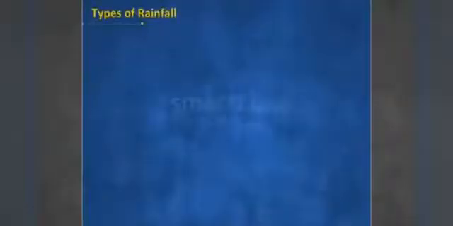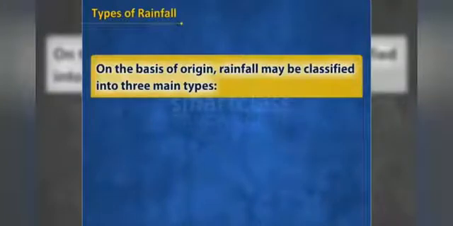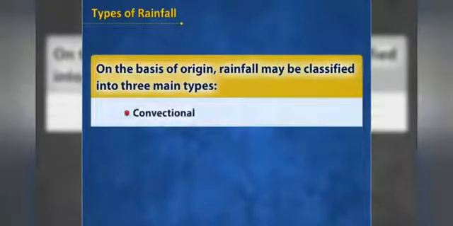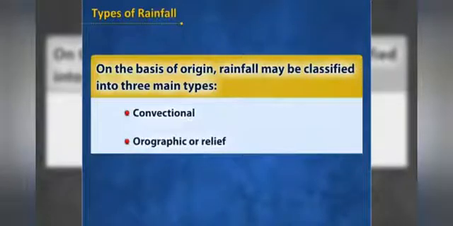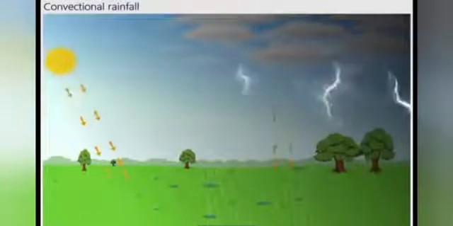Types of rainfall. On the basis of origin, rainfall may be classified into 3 main types: convectional, orographic or relief, cyclonic or frontal. Convectional rainfall.